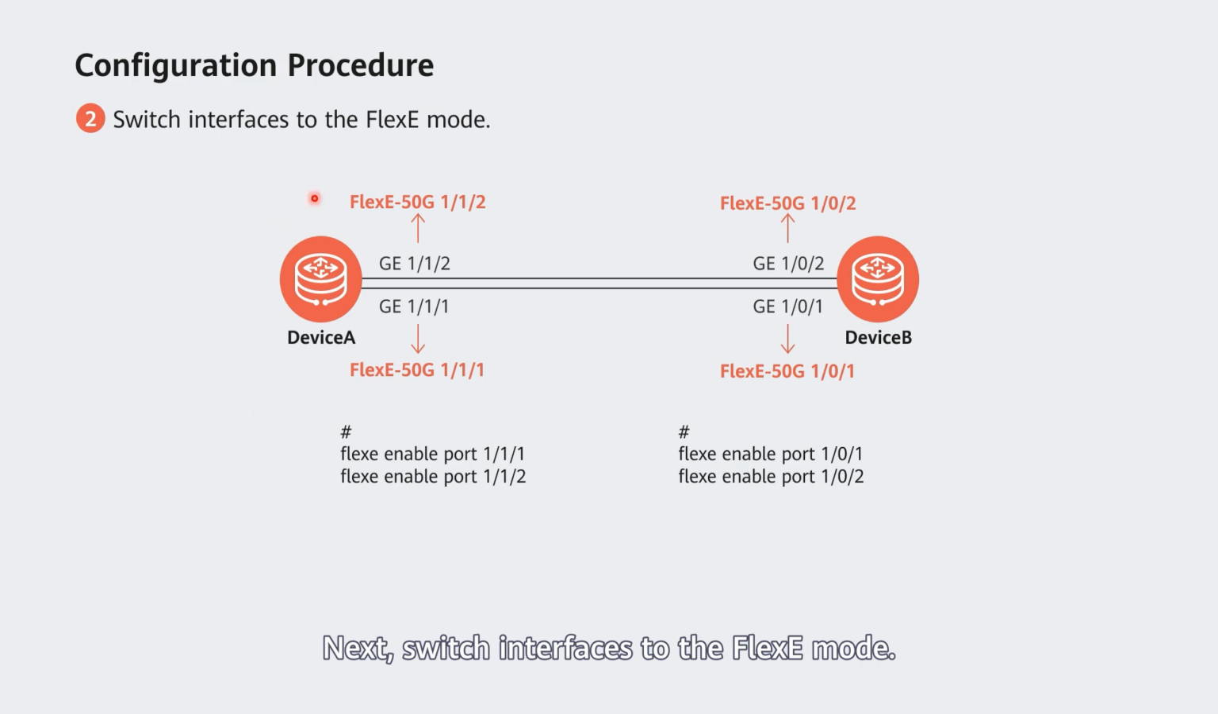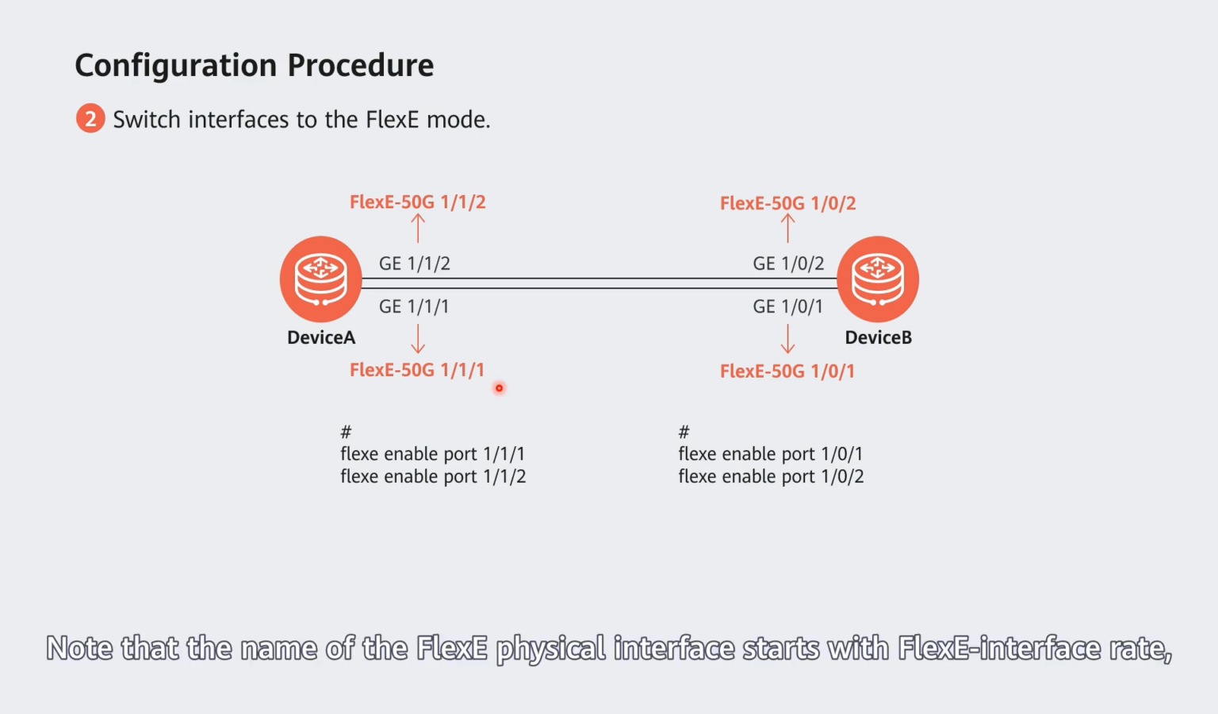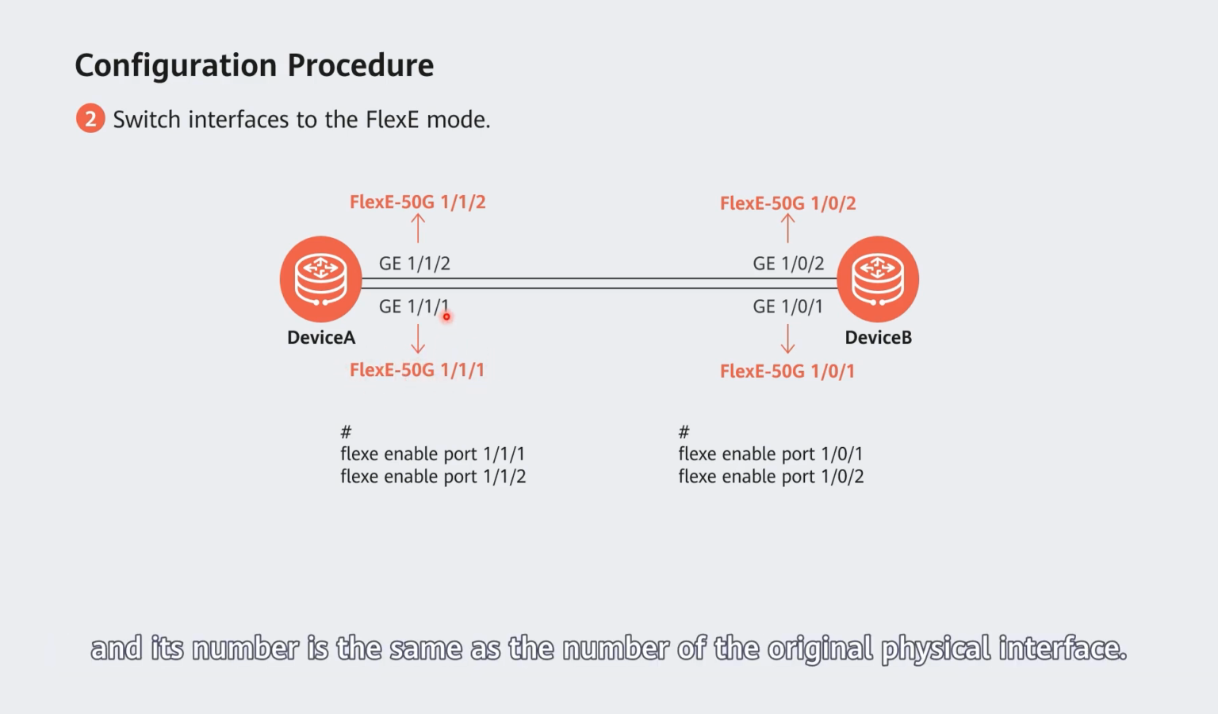Next, switch interfaces to the FlexE mode. The bandwidth of a common interface is fixed. To flexibly customize the interface bandwidth, switch its working mode from standard Ethernet to FlexE. After the switch has been made, the interface is no longer a common physical interface. Now, it's a FlexE physical interface instead. Note that the name of the FlexE physical interface starts with FlexE and the interface rate, and its number is the same as the number of the original physical interface.